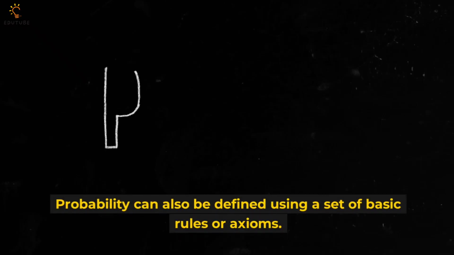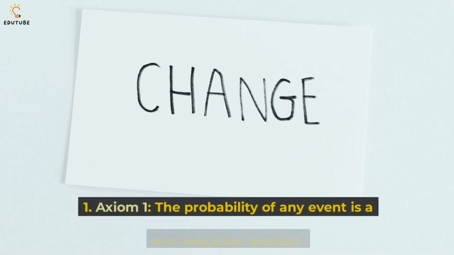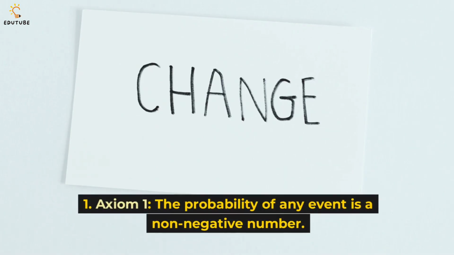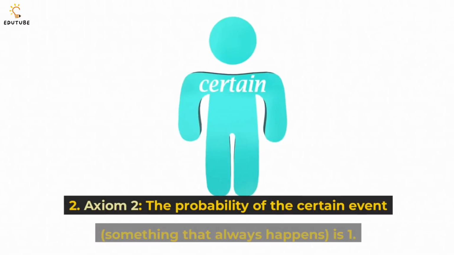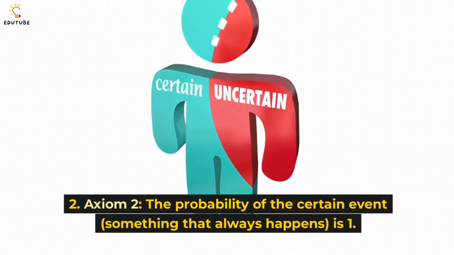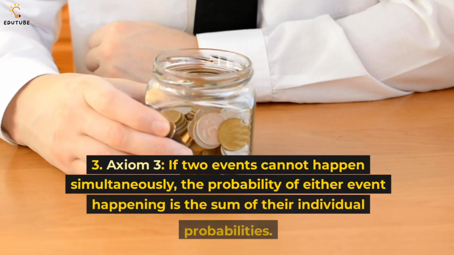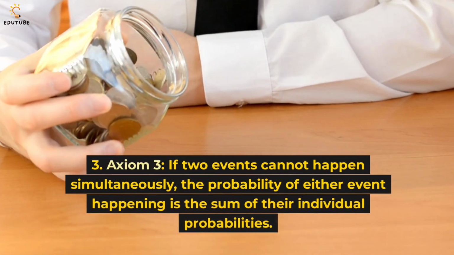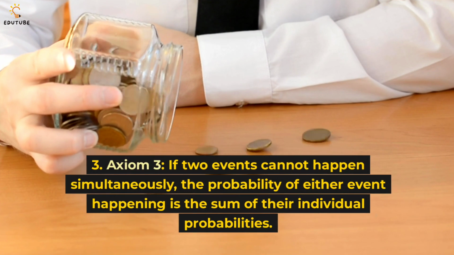Section 2. Axiomatic Definition of Probability. Probability can also be defined using a set of basic rules or axioms. Axiom 1: The probability of any event is a non-negative number. Axiom 2: The probability of the certain event, something that always happens, is 1. Axiom 3: If two events cannot happen simultaneously, the probability of either event happening is the sum of their individual probabilities.